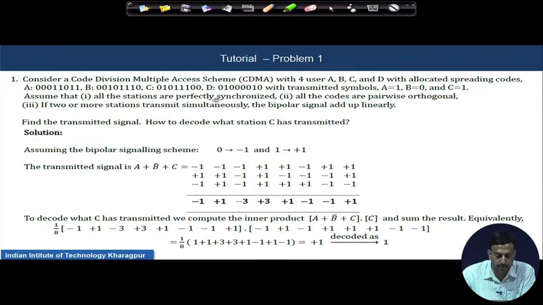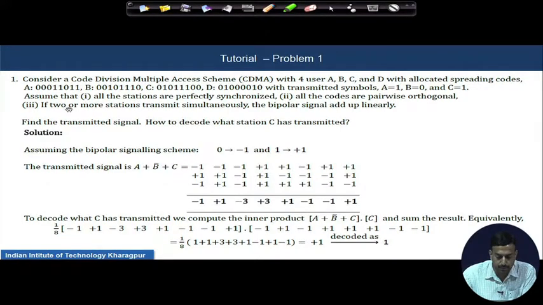Some assumptions to start with: we assume that all the stations are perfectly synchronized, which is a debatable assumption because usually CDMA transmission is synchronous in nature. However, for the sake of simplicity, we shall assume that all stations transmit at the same time, and at the receiver, the received signals from these stations are also synchronized. Secondly, we assume that all codes are pairwise orthogonal.